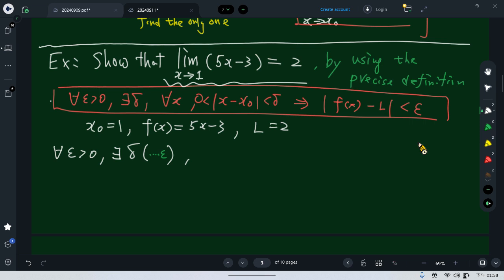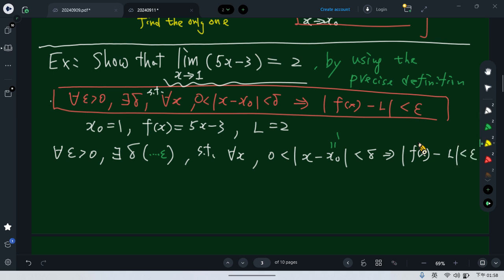Then for any x such that the distance between x and x0, which we already know is 1, is less than the delta, then we hope |f(x) minus L| could be less than epsilon, right? But you already know f(x) here should be 5x minus 3. L here should be 2, right?